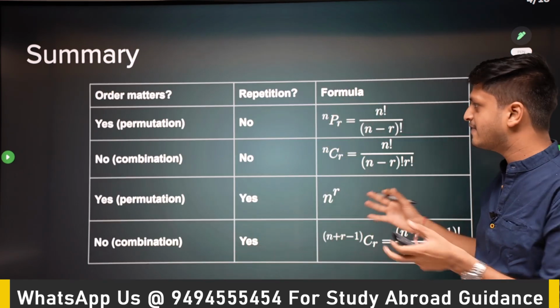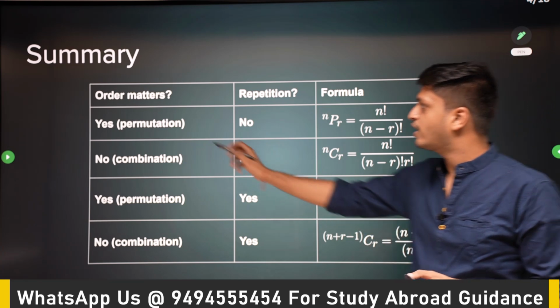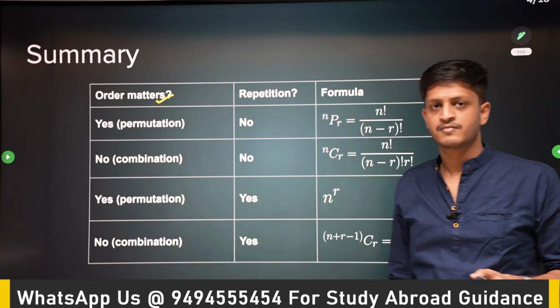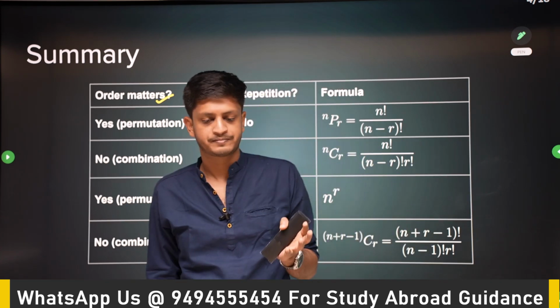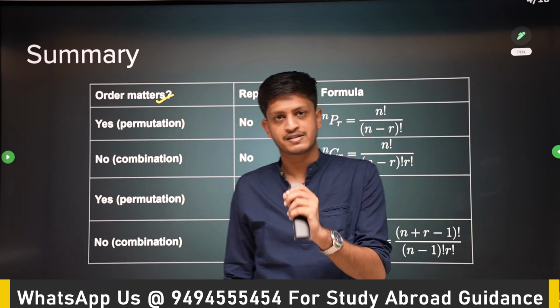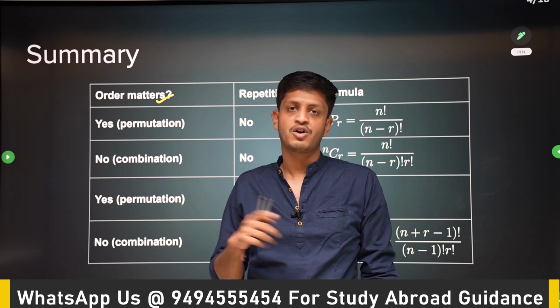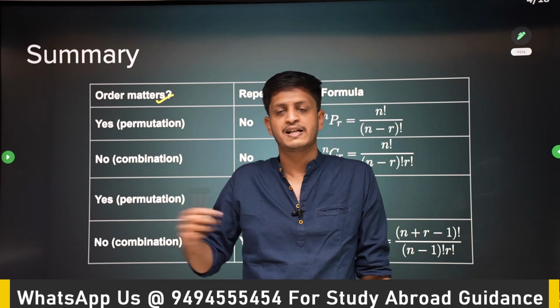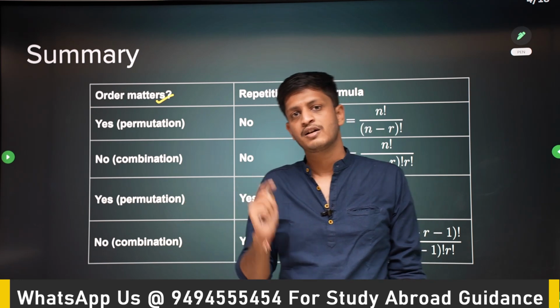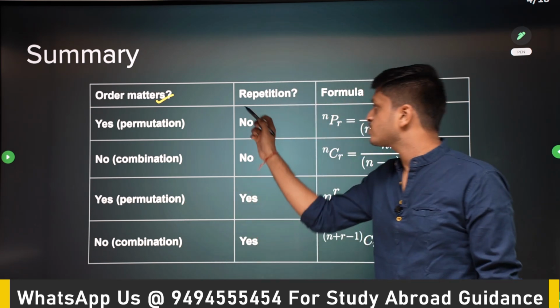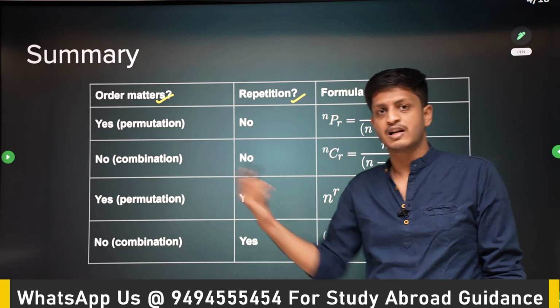Just to summarize everything, the difference between permutation and combination was what? In permutation, order matters, it is arrangement. In combination, order doesn't matter, in whichever order we are picking, only the selection matters. So if order matters, it is permutation. If order doesn't matter, it is combination. And also the question might be whether repetition is allowed or not.